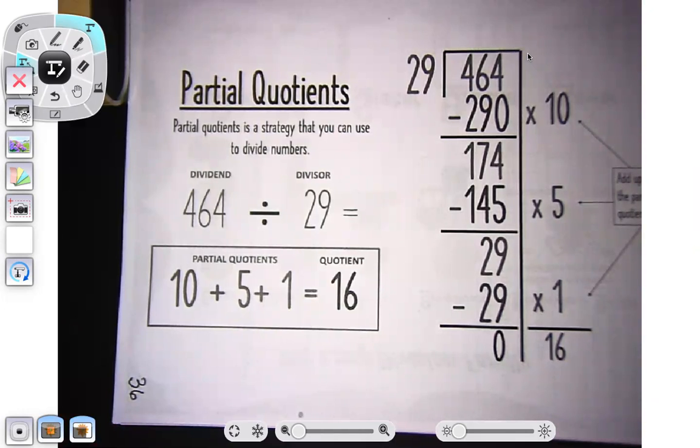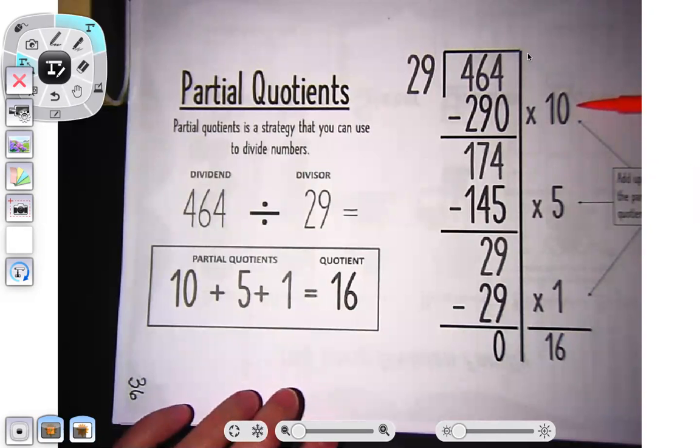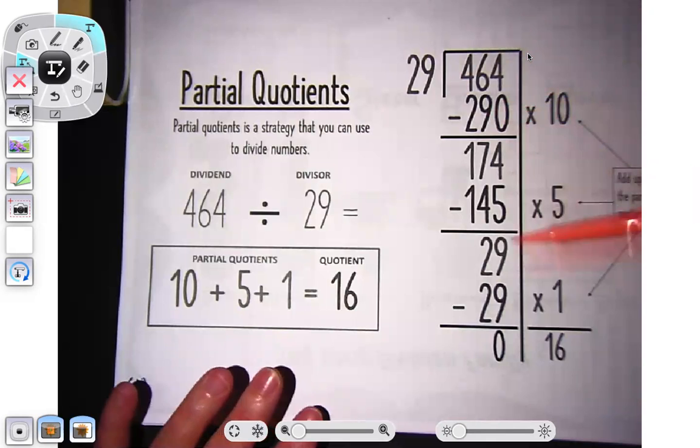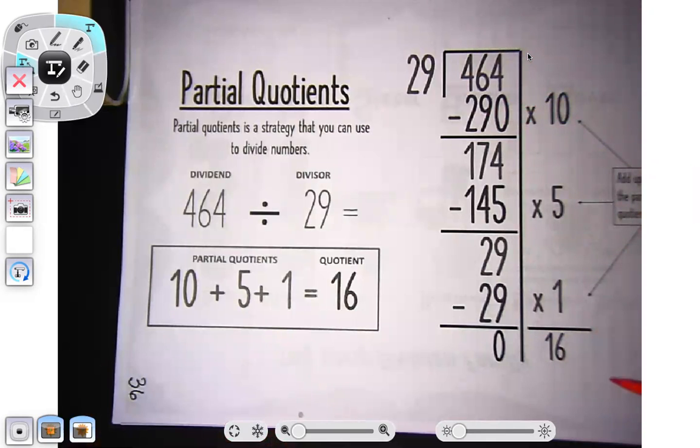So if you look at this example, what they did was you're multiplying and then subtracting to see how you can get to 0 or less than your divisor. So what they've done is they've said, okay, I have 464. I can take 29 times 10 and get 290. Then they subtract and get 174.